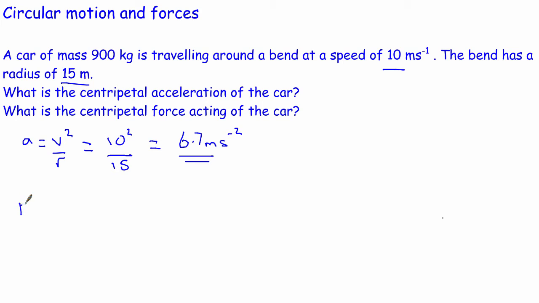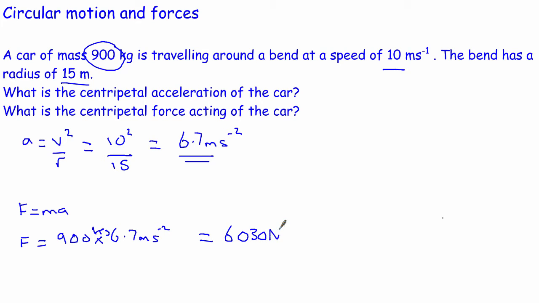Well, for that, I just go back to my GCSE physics, or Unit 2. So F equals ma. The force is equal to the mass of the car, which is 900 kilograms, multiplied by the acceleration, which we've just worked out as 6.7 meters per second squared. So it's 900 kilograms times 6.7 meters per second squared, and if I do that, it gives me 6,030 newtons. So that's a very standard, very easy kind of question about a car moving in a circle.